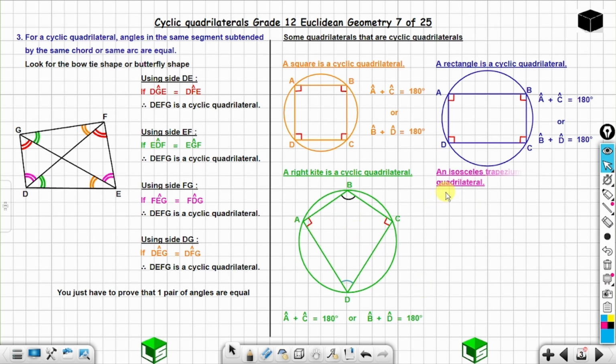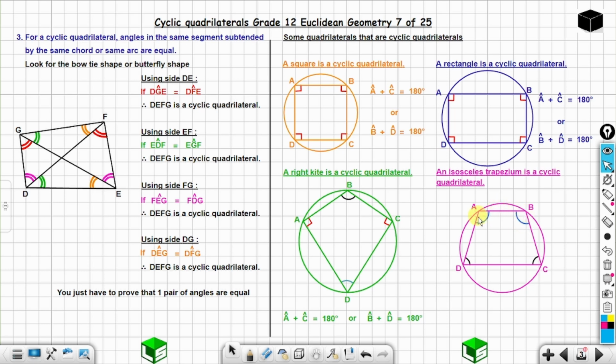And we also have an isosceles trapezium. An isosceles trapezium is a cyclic quadrilateral. Not a scalene trapezium, not a right trapezium, but an isosceles trapezium. You can see a circle can be drawn around an isosceles trapezium in such a way that all four corners are going to be touched.